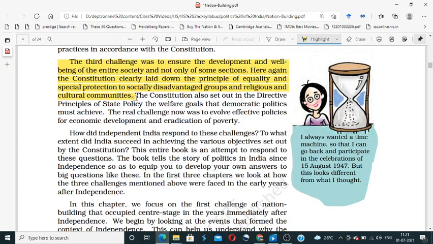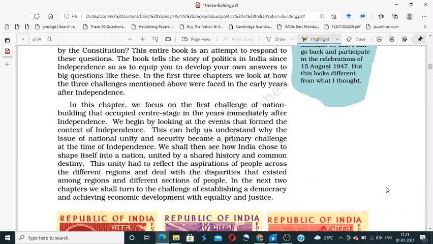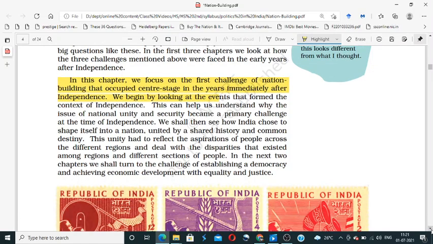So these were major challenges to the young and independent India. So in this book we'll try to highlight some of the issues. In this chapter, basically we will be focusing on the first challenge of nation building that occupied the central stage in the years immediately after the independence. We will see how India became independent and how it integrated the hundreds of princely states throughout the country.